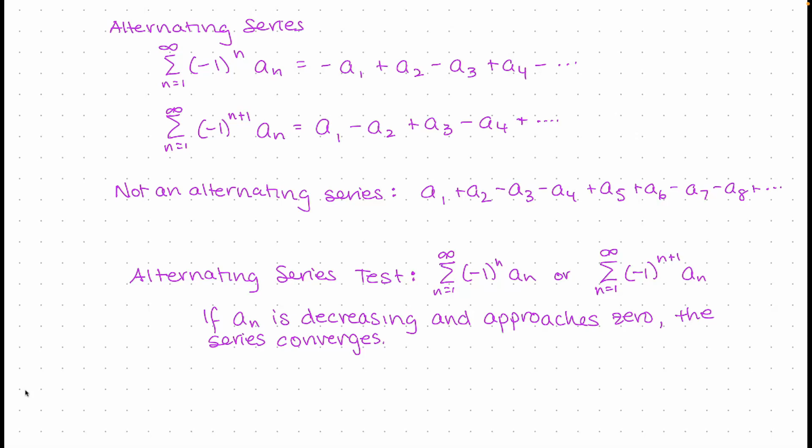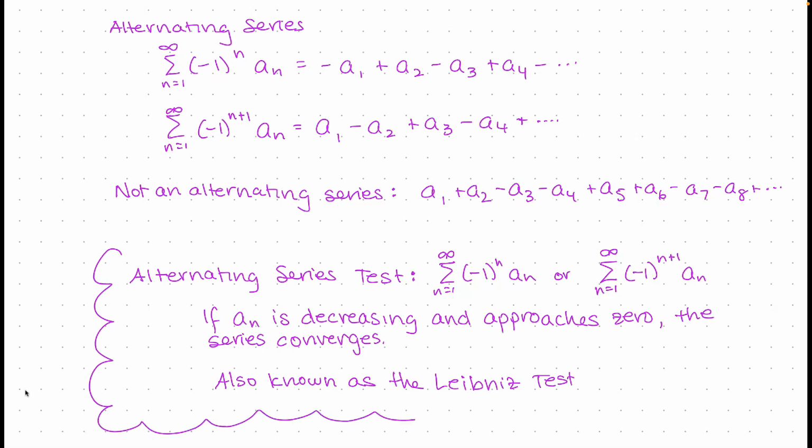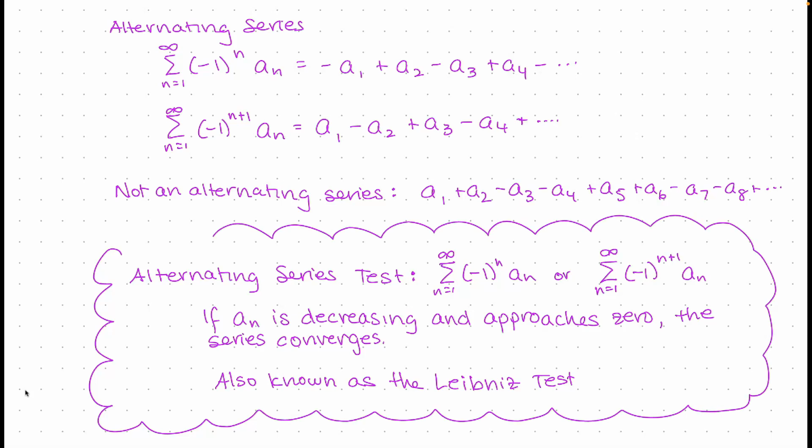This has another name, the alternating series test. Also known as the Leibniz test. Our book calls it the alternating series test. Other textbooks might call it the Leibniz test. You can call it whatever you want. Either one of those is fine. And they would know it on the AP test. So yes, it is shorter to write Leibniz than alternating series.